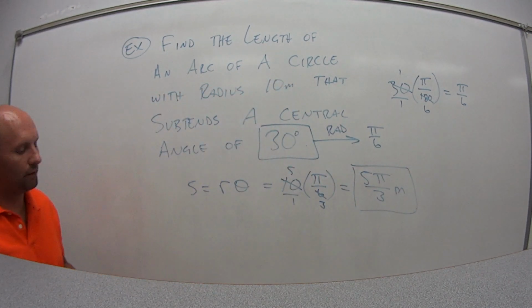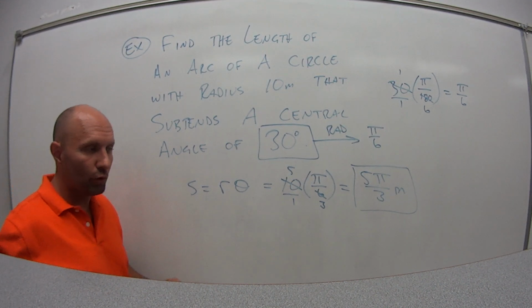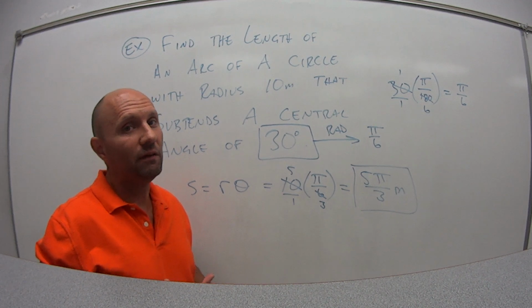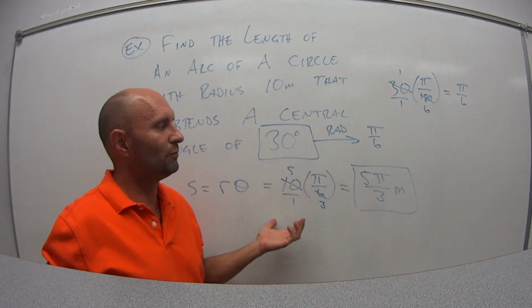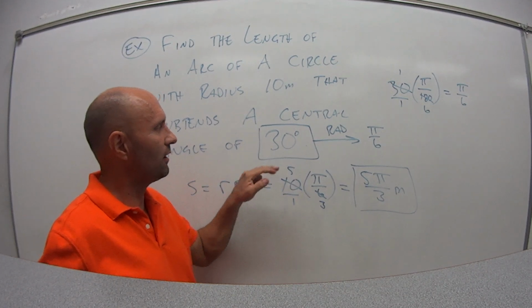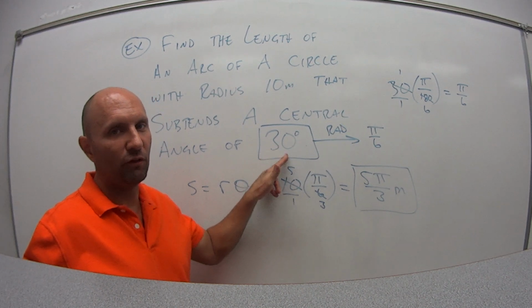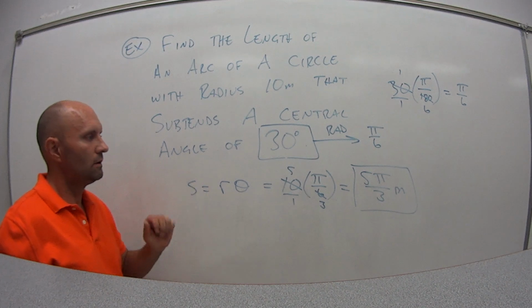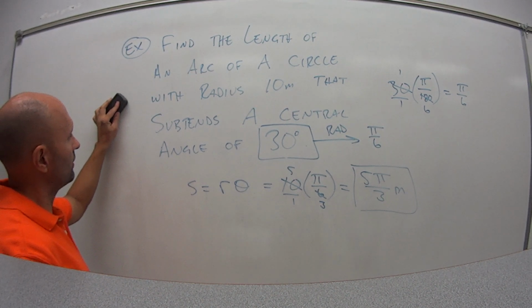We don't just do 10 times 30 and that's our answer. That is truly the trick of these problems. It seems like an easy enough problem, especially if it's on the final. It's like, oh, I just multiply two numbers and I'm done. But you have to be careful that your angle measurement is in radians and not degrees. Okay, so that is length of a circular arc.